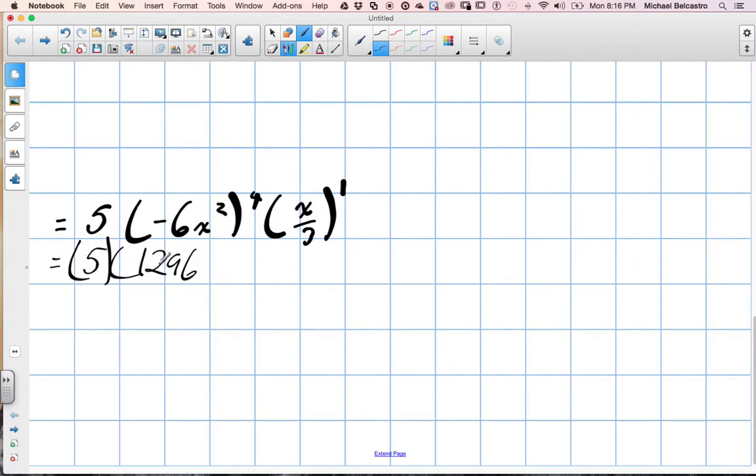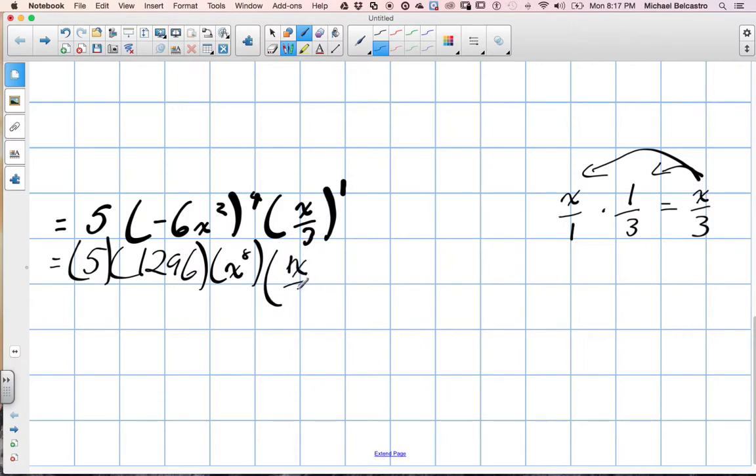So 5 is a number. 1,296 is technically a number. X to the power of 2 times 4 is 8, so x to the power of 8, that's a value. Okay, and it'll probably be easiest here if we split this into 2 terms. Think of it like if I multiplied x over 1 times 1 over 3, I would get x over 3. So that's what this is. I'm going to split them up, decompose them, just so I can start to see what a like term is and what isn't. So that's going to be times x over 1, times 1 over 3.